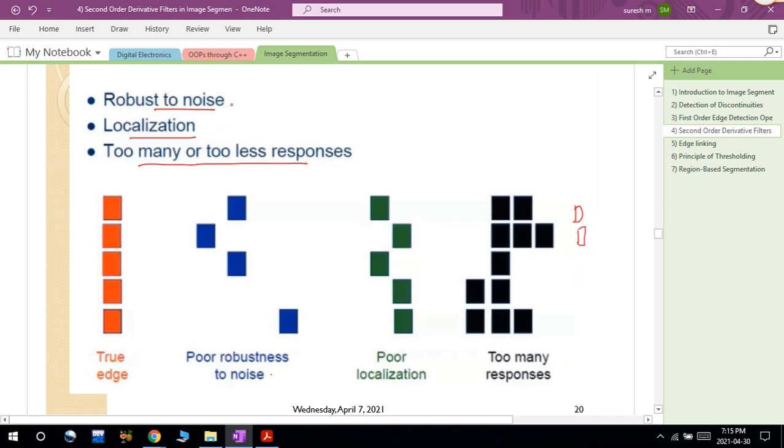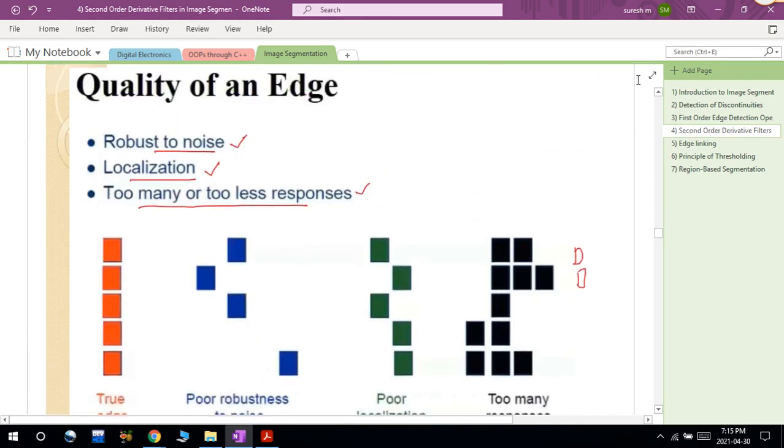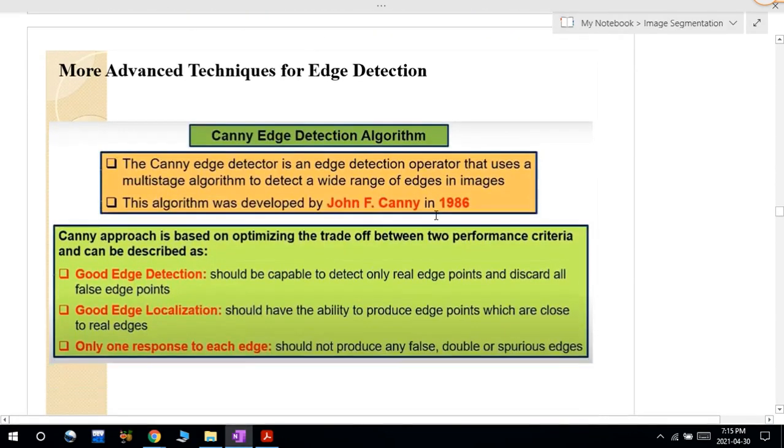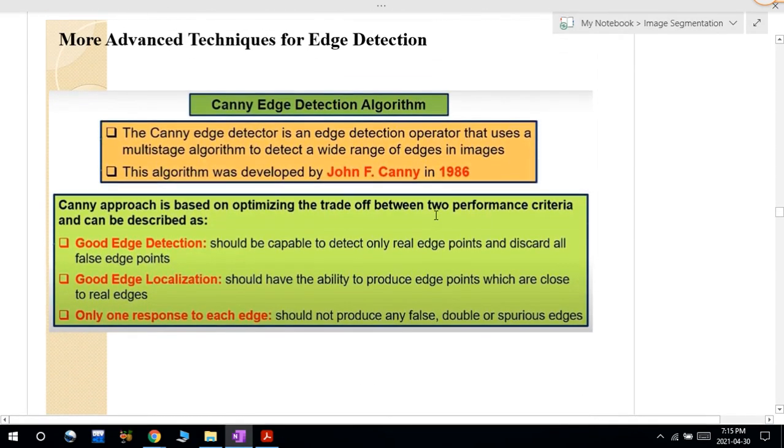So whenever the edge is robust to noise and all the edge points are localized correctly, we are getting the correct edges, and it should get only the exact responses, then I can say the quality of the edge is very good. So based on this quality of an edge, we are designing one more operator called Canny edge detection, which is used to find a good edge detection and good edge localization, and only one response to each edge.